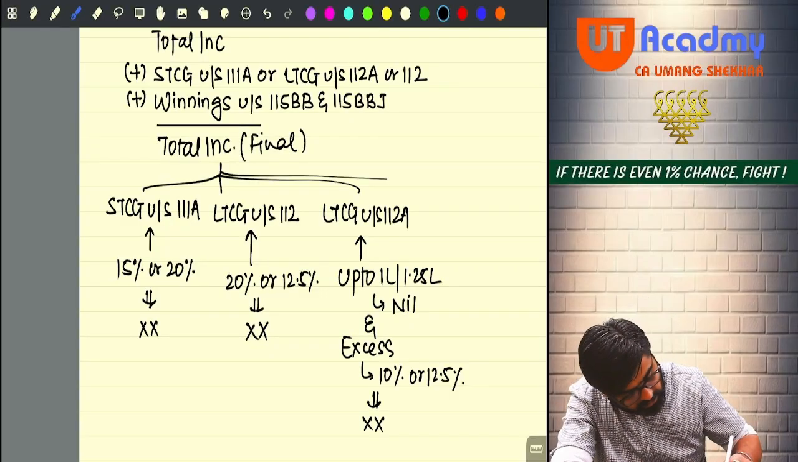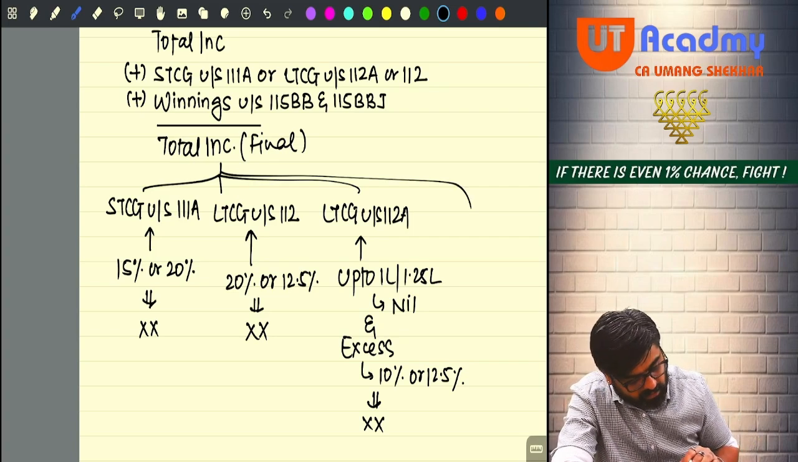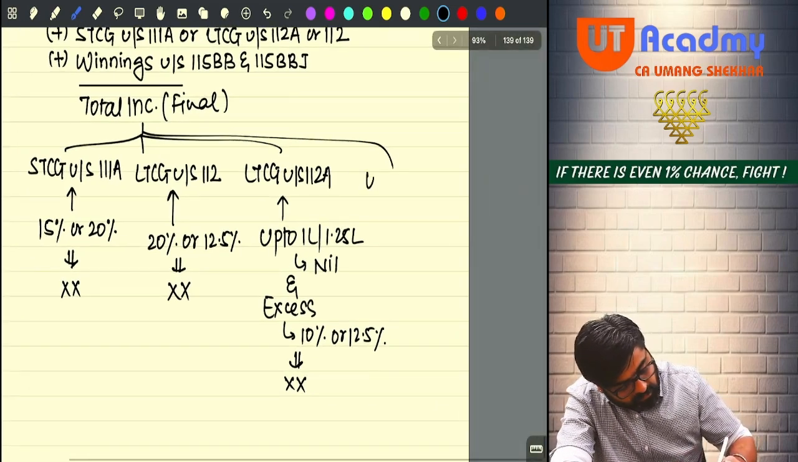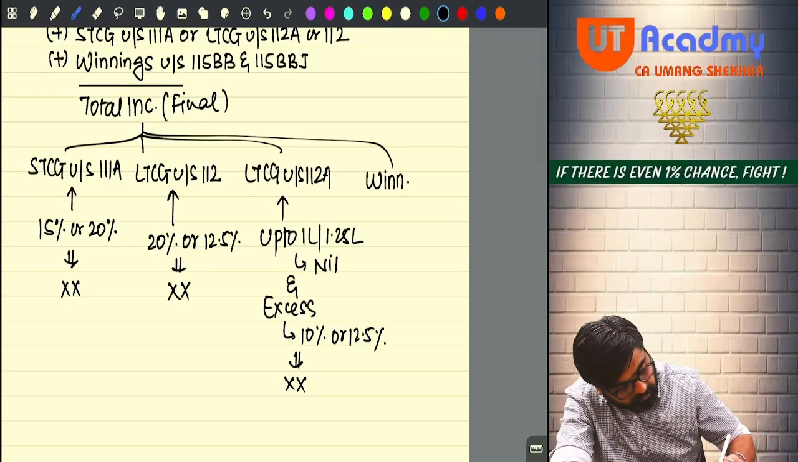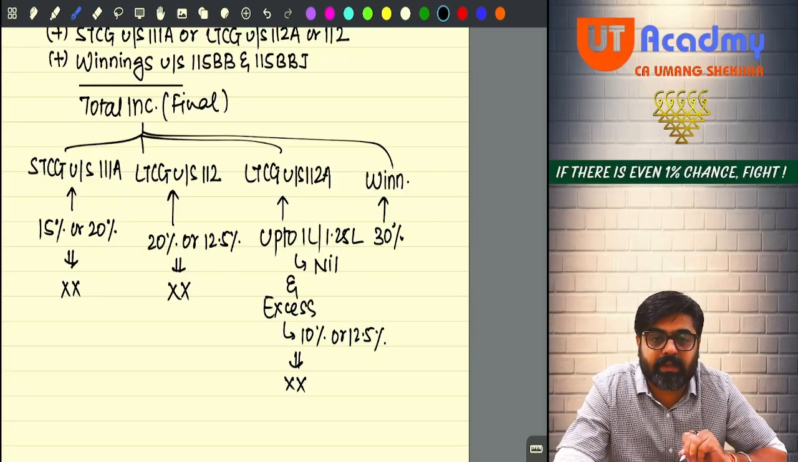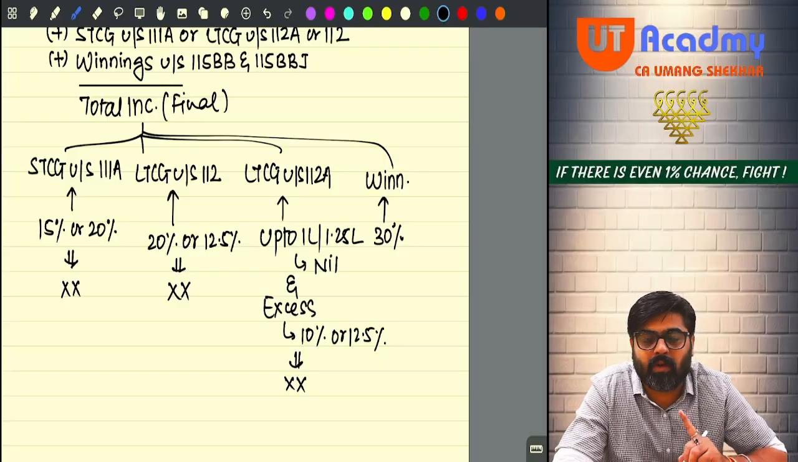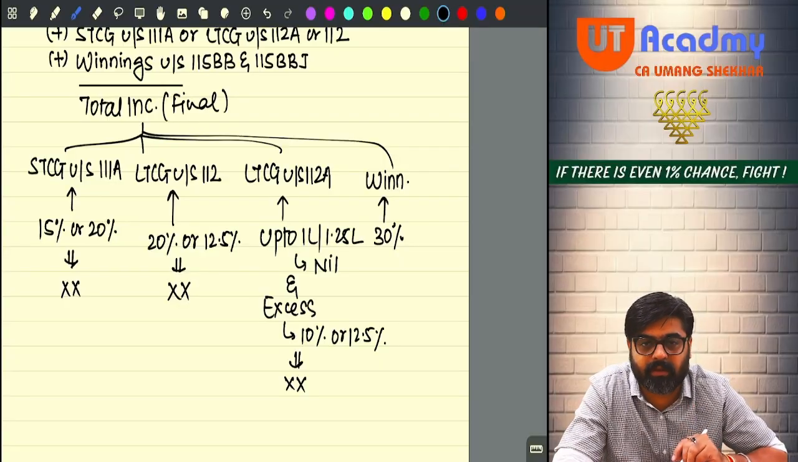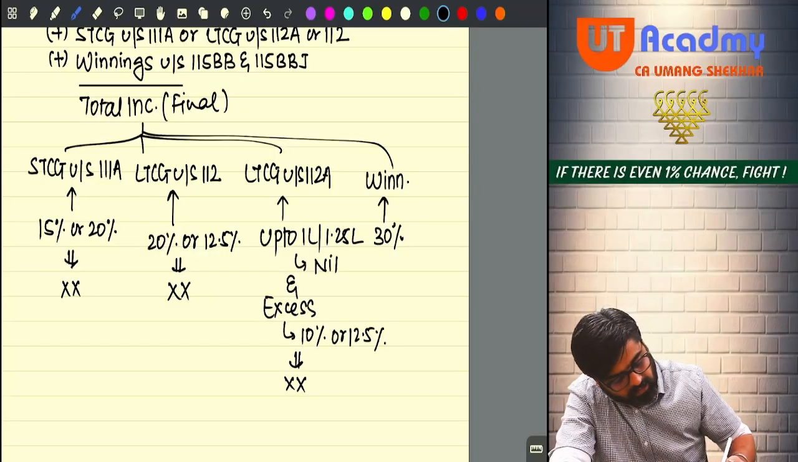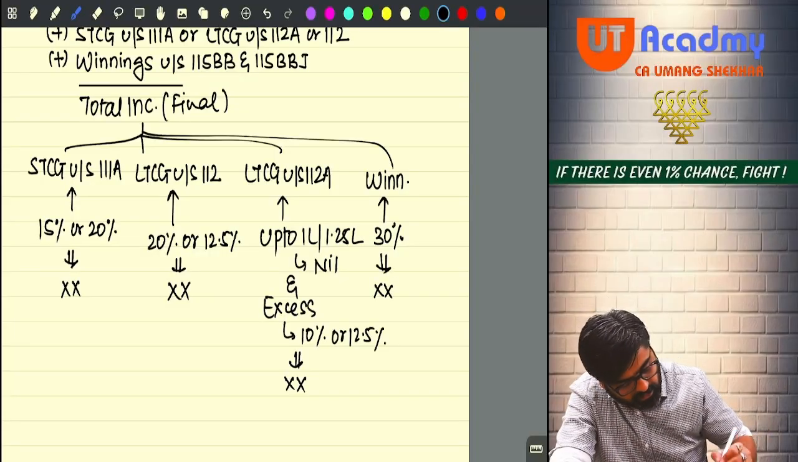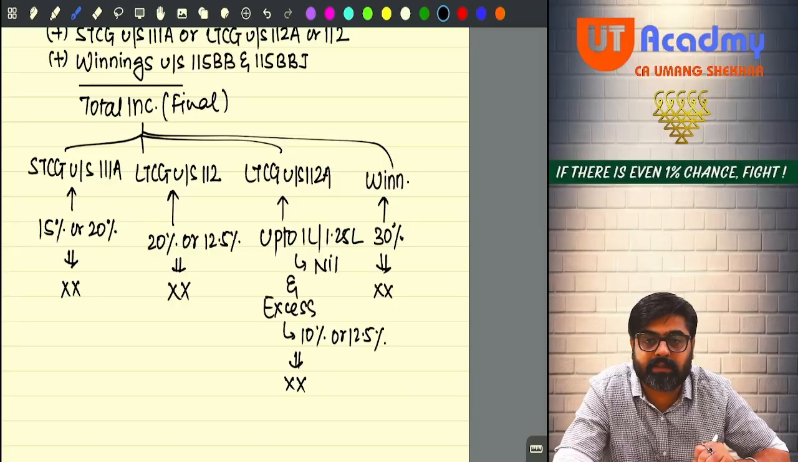Now in your total income, you will be having winnings income also. On the winnings income, you are going to apply 30% as per section 115BB and 115BBJ. Your winnings are taxable at what rate? Flat 30%. So apply this 30% and calculate the tax on your winnings. Everyone, are you all understanding?